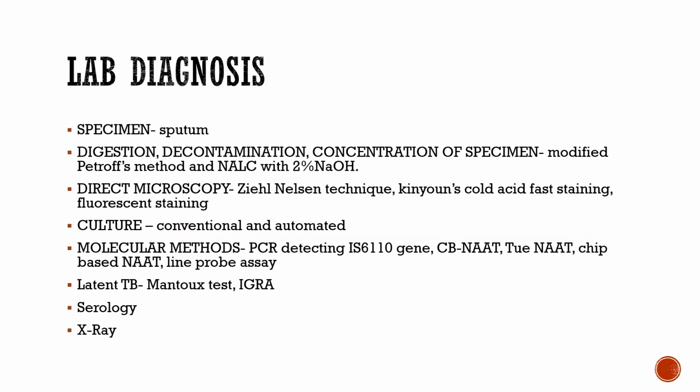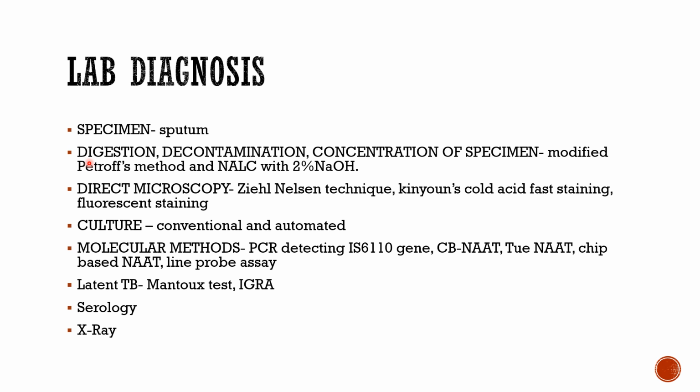Now we'll go into the lab diagnosis, which is the most important thing in tuberculosis. The specimen that we collect for pulmonary tuberculosis would be sputum, and gastric aspirate in children. For the sputum, we would take two samples, one on the spot and the second early morning. Now we'll do the next step, that is digestion, decontamination and concentration of the specimen.